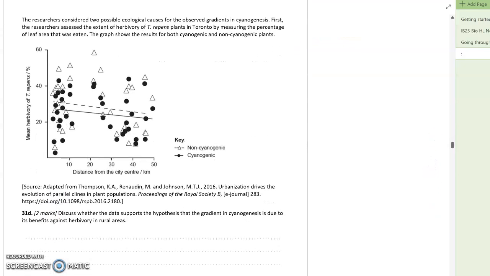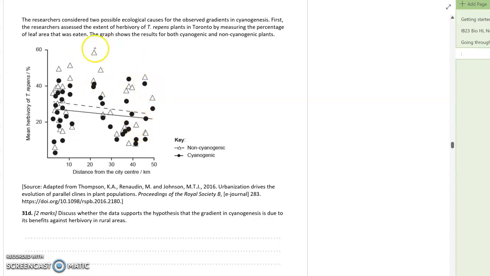So then we go on, that gives you some more information. The research considered 2 possible ecological causes for the observed gradients in cyanogenesis. First, the researchers assessed the extent of herbivory of the T. repens plants in Toronto by measuring the percentage of leaf area that was eaten. The graph shows the results for both cyanogenic and non-cyanogenic plants. So again, let's have a look and see if we can work out what's going on. Can we see a difference here? Can we see that the non-cyanogenic plants are being eaten more than the cyanogenic plants?